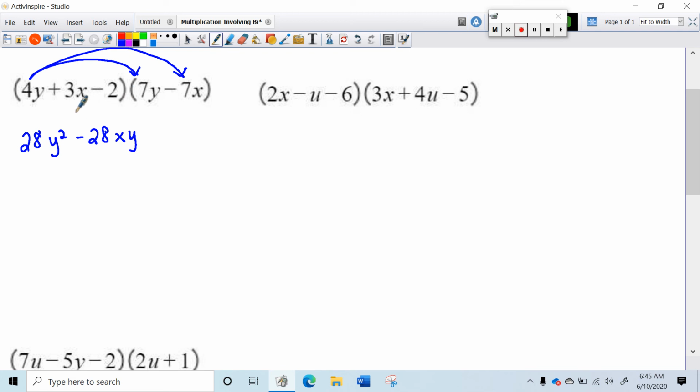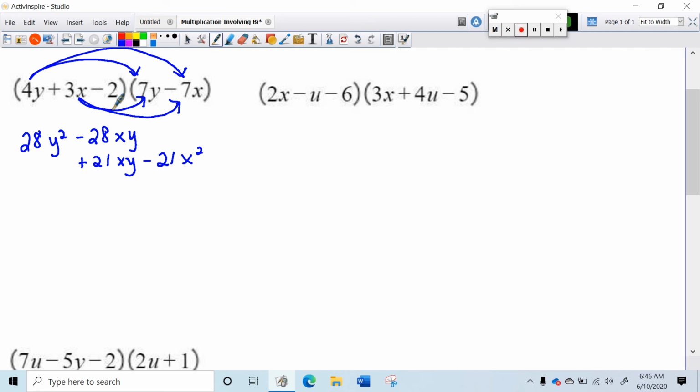Now you go to the 3x. It has to go with everything. So 3 times 7 is 21. And you have an x and a y. So I'm going to put a positive 21xy. Notice where I put that. I put that in my xy column. 3 times negative 7 is negative 21. And you have two x's. So that's a negative 21x squared.